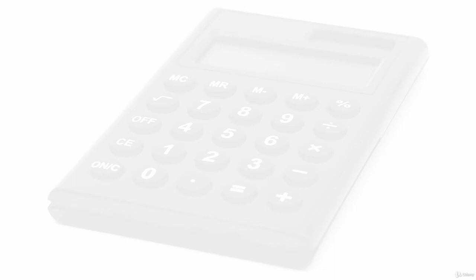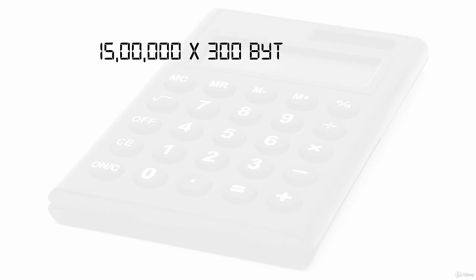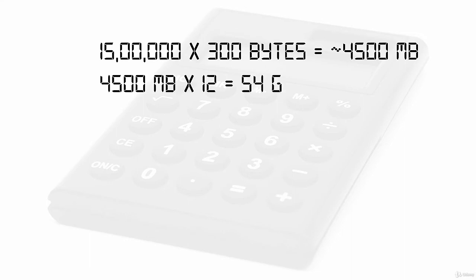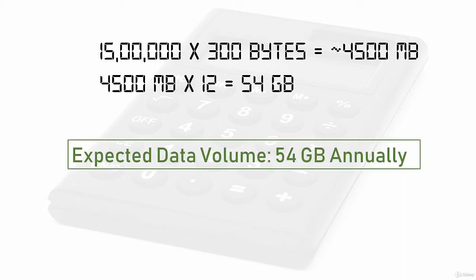Let's open the calculator and do some math. 15 million messages per month with an average size of 300 bytes per message give us roughly 4,500 megabytes per month. Let's multiply this by 12 to get the yearly number, and we are looking at 54 gigabytes per year. This is good, since 54 gigabytes in today's storage is not a lot, and almost every database can handle it easily. And by that, we're calculating the data volume non-functional requirement, which is 54 gigabytes annually.